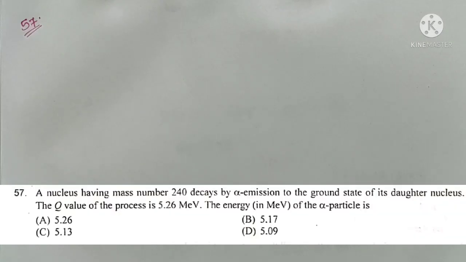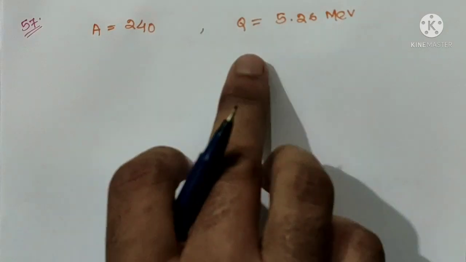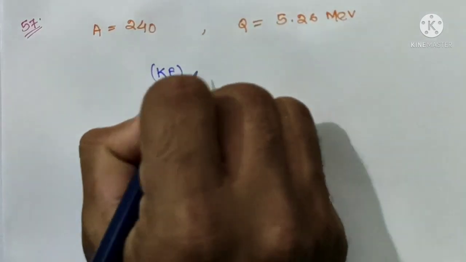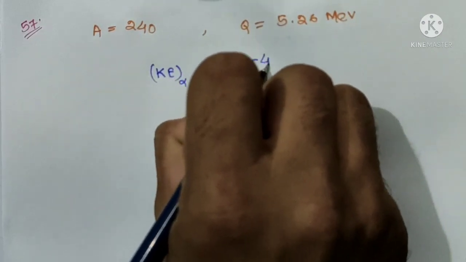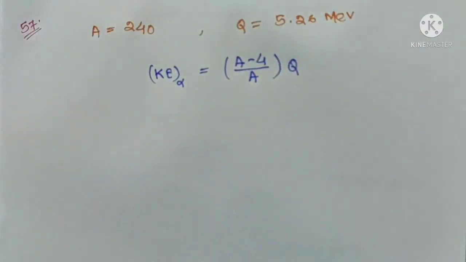Question number 57. A nucleus having mass number 240 decays by alpha emission to the ground state of its daughter nucleus. The Q value of the process is 5.26 mega electron volt. The energy in mega electron volt of the alpha particle is. So the mass number of the parent nucleus is given. Q value of the alpha decay process is given, and we know for an alpha decay process the kinetic energy of the alpha particle is given by A minus 4 over A times the Q value of the nuclear reaction.